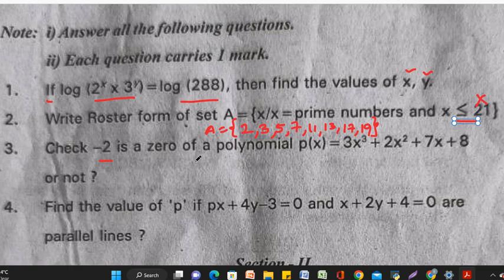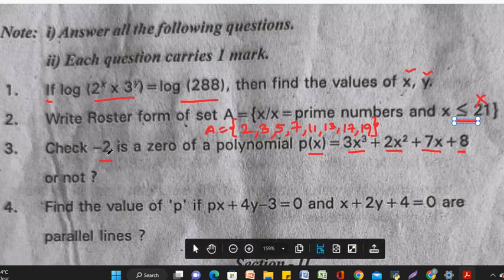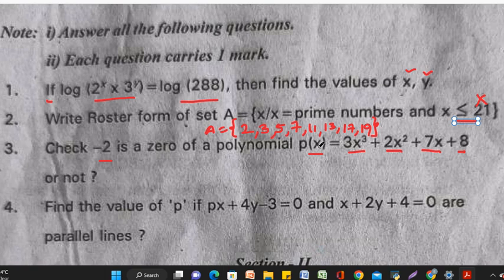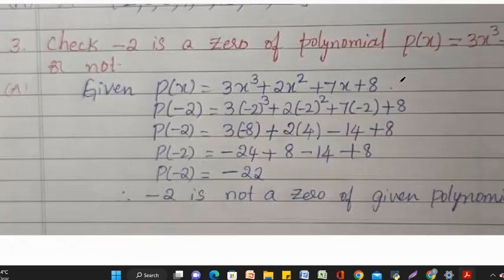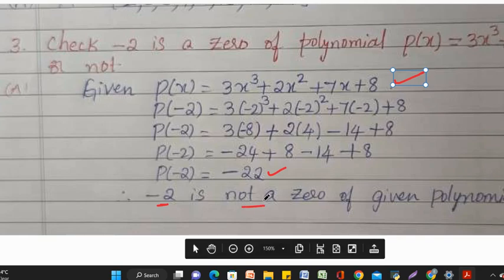Check whether minus 2 is a zero of the polynomial p of x is equal to 3x cube plus 2x square plus 7x plus 8 or not. To check whether minus 2 is a zero of the polynomial, we have to replace x with minus 2, and if the answer is 0, then it is a zero of the polynomial. If the value after replacing x with minus 2 is not 0, then it is not a zero of the polynomial. So p of x is given as 3x cube plus 2x square plus 7x plus 8. So p of minus 2 value is minus 22. It is not 0. So minus 2 is not a zero of the given polynomial.